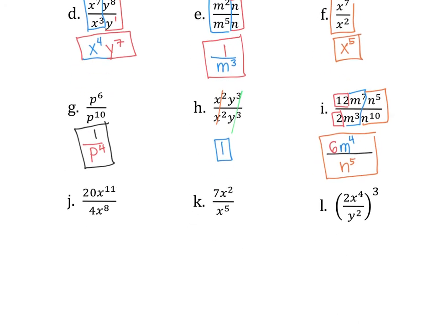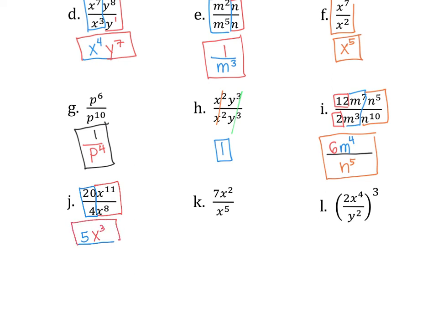The last J has coefficients again. Coefficients are normal numbers, so this is a normal division problem, 20 divided by 4. The 20 is bigger and it's at the top, so 5. Let me check the x's. X to the 11th over x to the 8th. More x's at the top. 11 minus 8 is 3. There's no denominator left. I don't care about denominators. I don't need them. But if you really love them, you can put a 1 at the bottom.